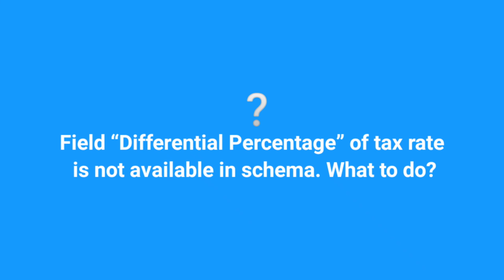The field differential percentage of tax rate is not available in schema, which is applicable on leasing of vehicles purchased and leased prior to 1st July 2017. What to do? This is not relevant or applicable after 30th June 2020.